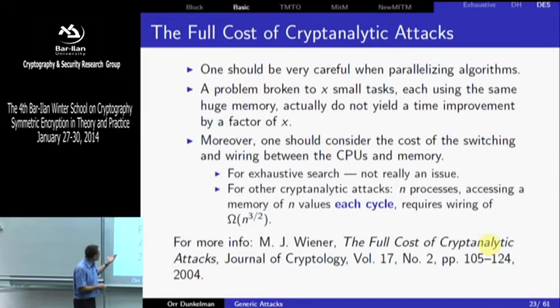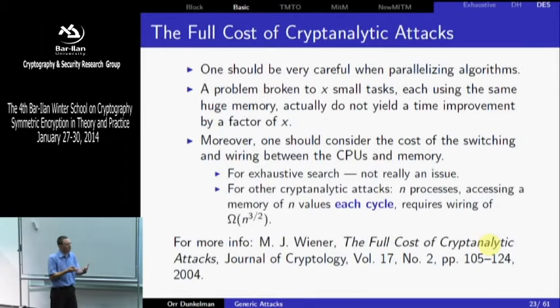And he showed that if you have a cryptanalytic attack which uses N processes, each of them accessing a memory bank of size N, the minimal amount of wiring is omega of N to the power of 3 over 2. It doesn't affect exhaustive search because exhaustive search doesn't access a huge memory bank. This is a plus, but for attacks that do access huge memory banks, you have to take this into consideration. So you have to be very careful when you do the analysis. Okay.